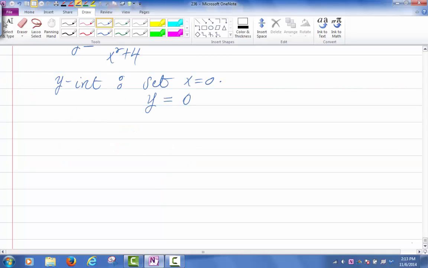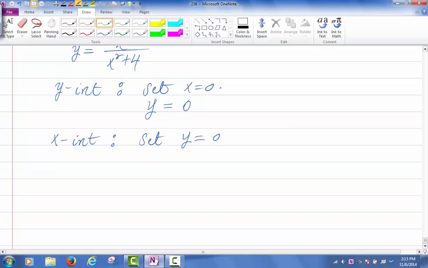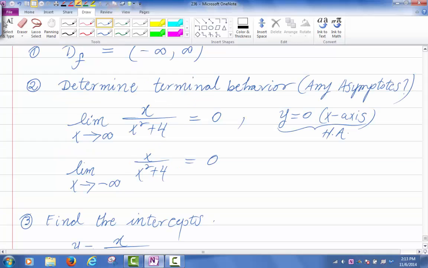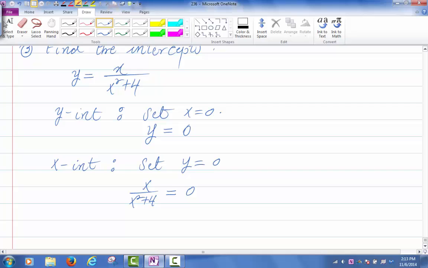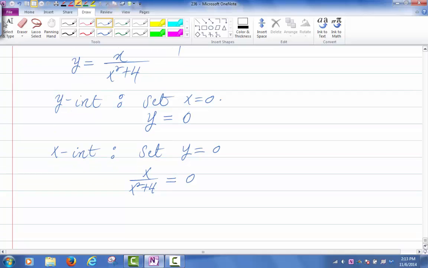And for the x-intercept, you are going to set y to be 0, and then you need to solve for x. So y is equal to x over x squared plus 4, and you set that to be 0, and that tells you x is what?